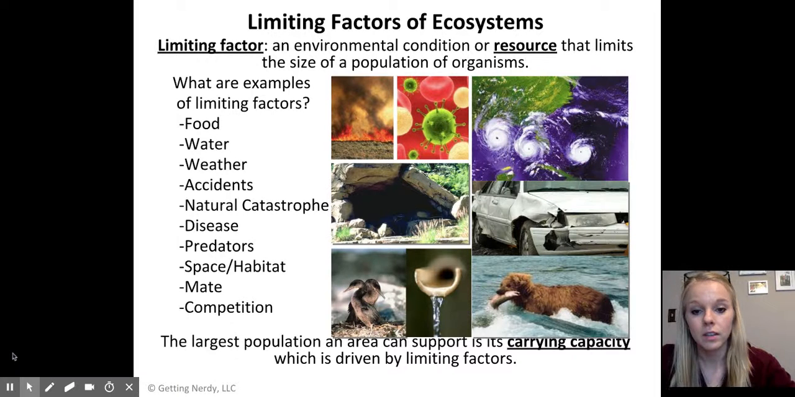Disease, predators, and space for habitat are all going to interact with the different species of that ecosystem. Finding mates for different organisms or different species could be difficult depending on how many organisms are actually there. And then competition is a big limiting factor, where the more organisms there are in one area competing for the same limiting resources, the harder it is for those organisms to survive.